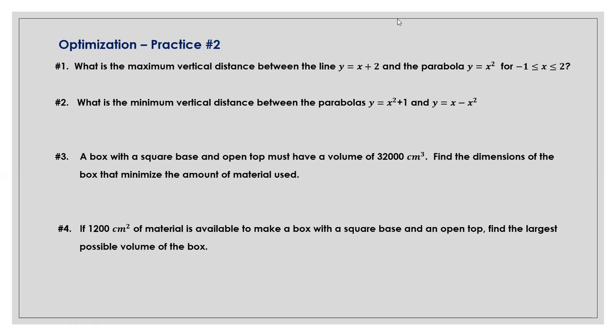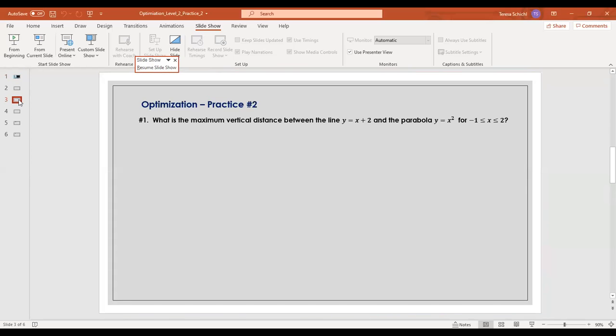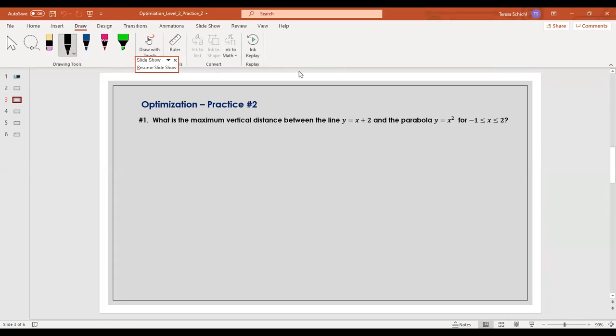Okay, so now let's go ahead and start to work on our problems. Let's take a look at our first one. We ask: what is the maximum vertical distance between the line y equals x plus 2 and the parabola y equals x squared? When we do this type of problem, it's probably easier to just graph it first.